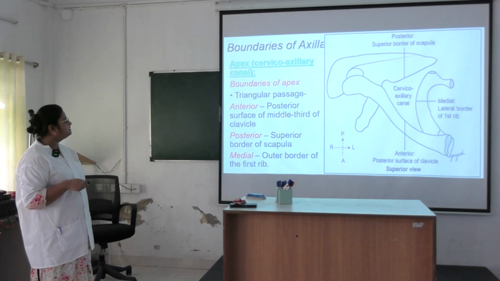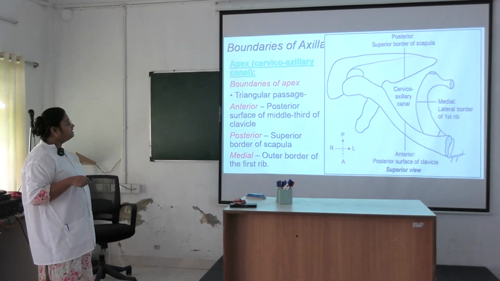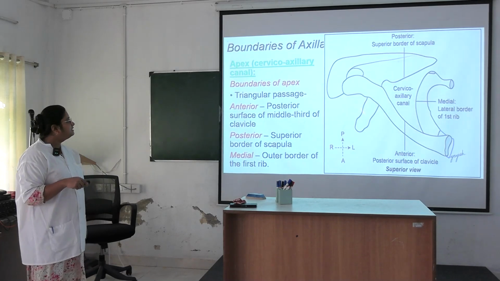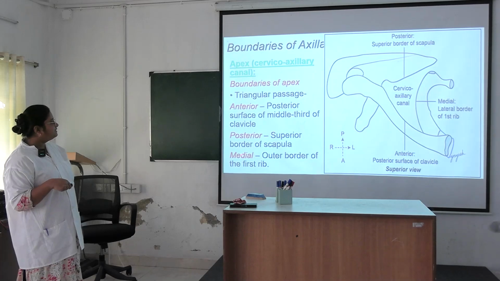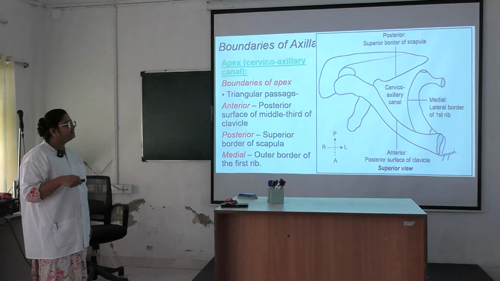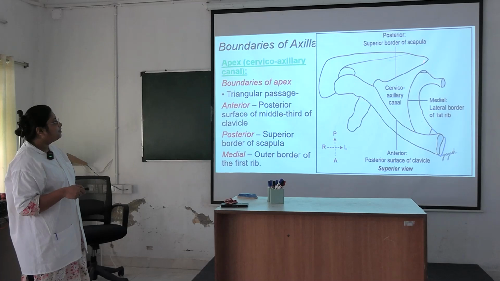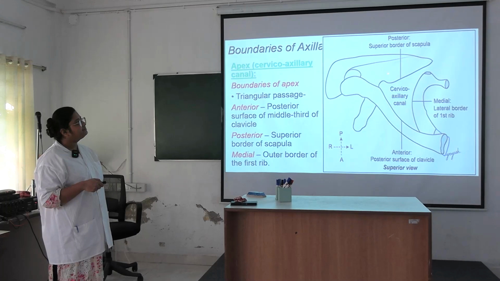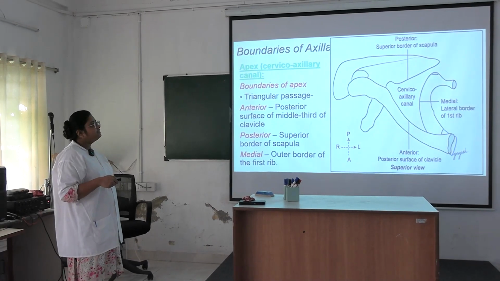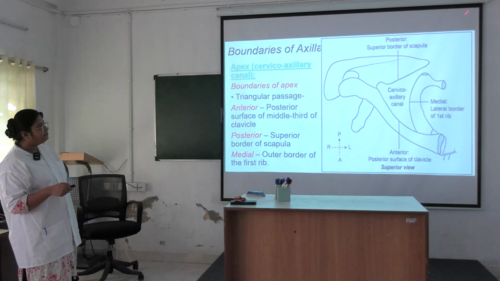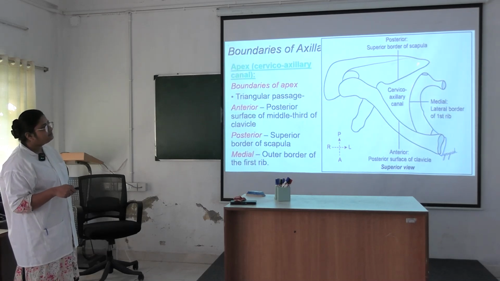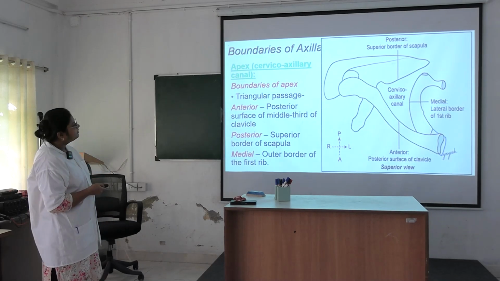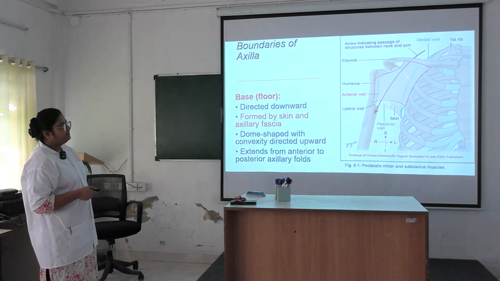This triangular passage is bounded anteriorly by the posterior surface of the middle third of the clavicle. Here is the clavicle, the anterior boundary of the cervicoaxillary canal. Posterior boundary is formed by the superior border of scapula. Here you can see the superior border of the scapula, and medial boundary is formed by the outer border of the first rib. So this is the boundary of the cervicoaxillary canal. So apex we have discussed.